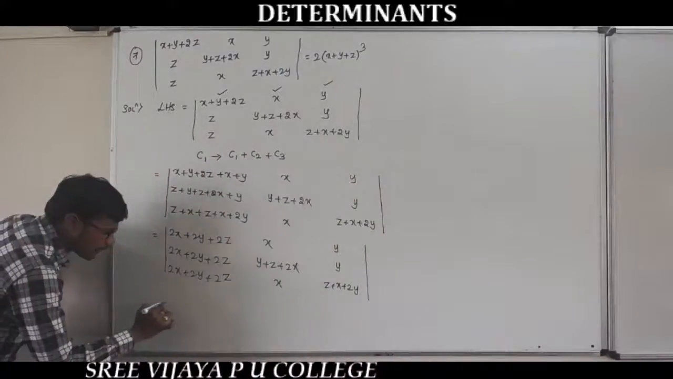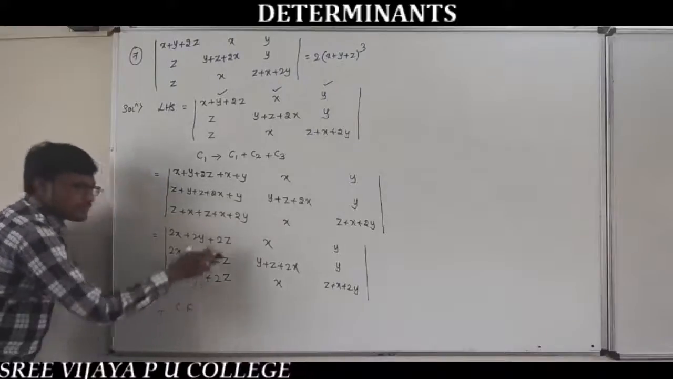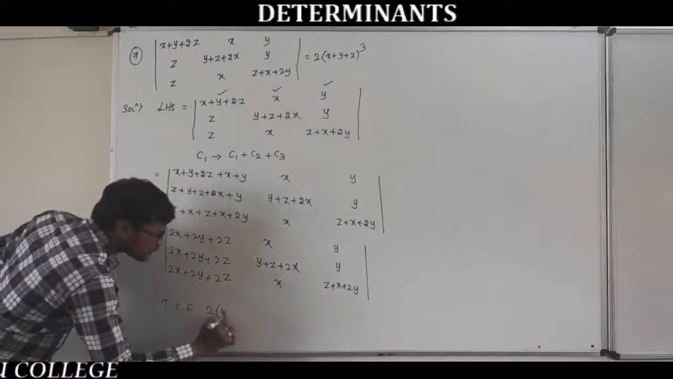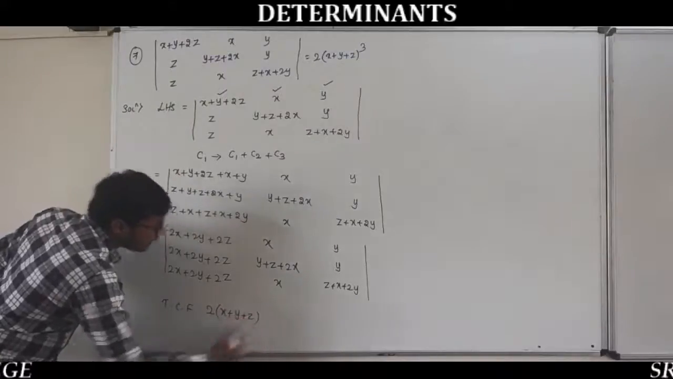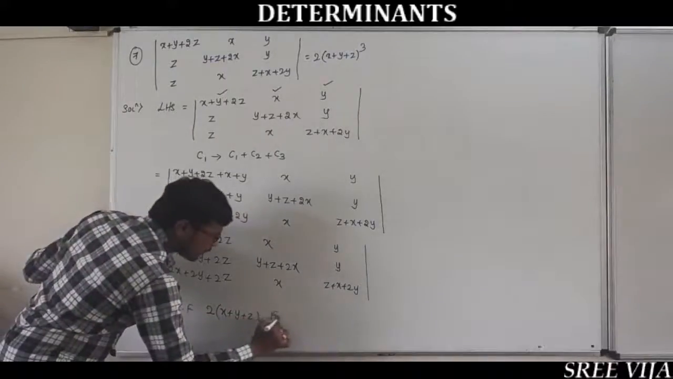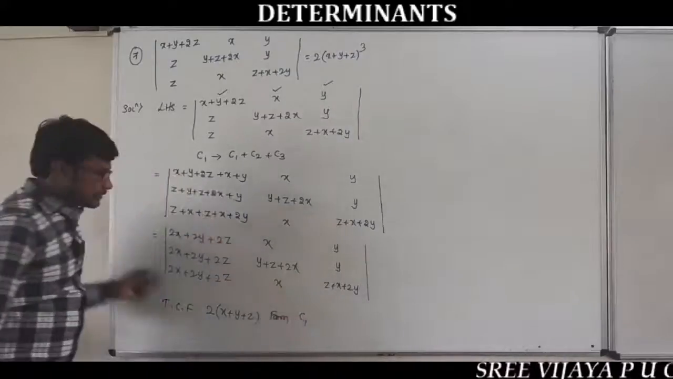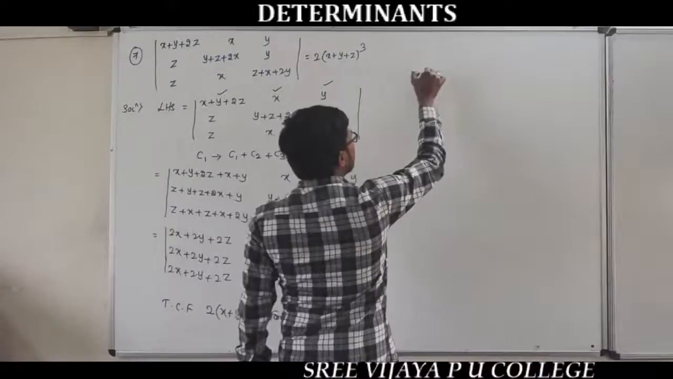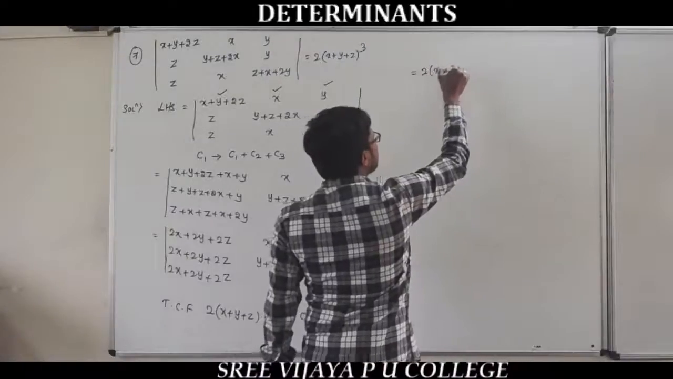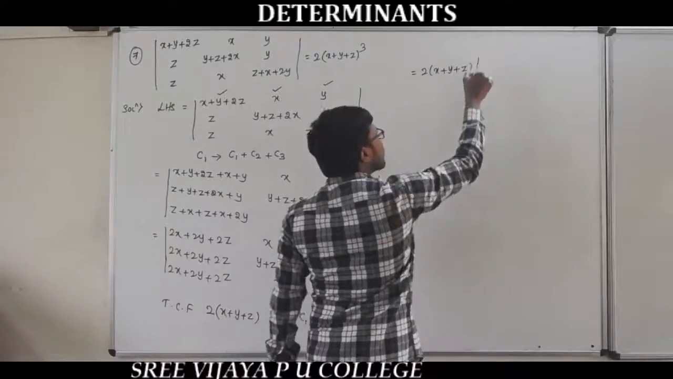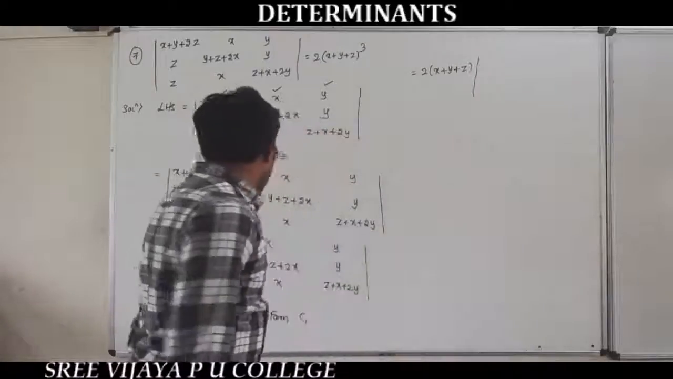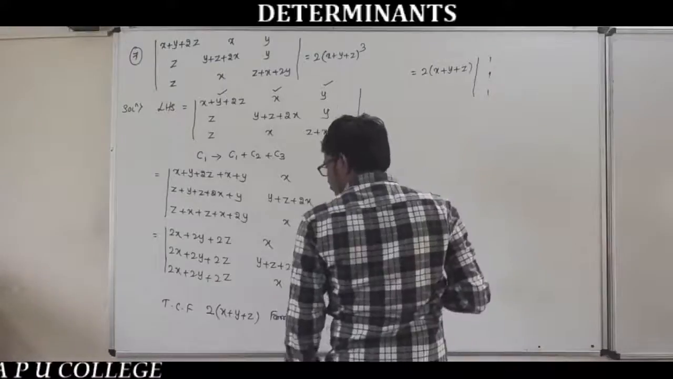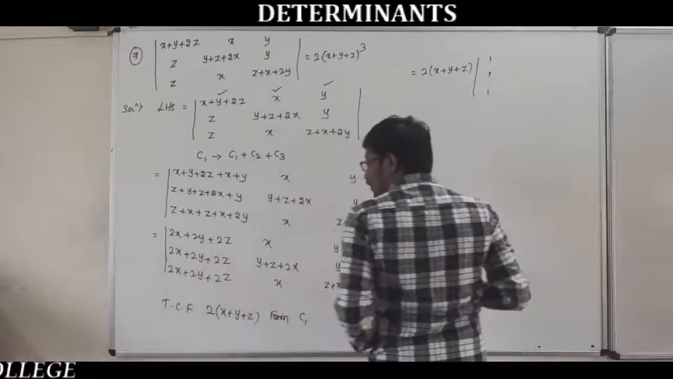So now in this step, taking common factor. In this entire term you can take 2 as a common factor. So 2 times of x plus y plus z, from which column? From column 1. So you took this as common from the entire column 1, so that comes outside. So 2 times of x plus y plus z will be the common. What is remaining in column 1? So 1, 1, 1 is column 1, because you took this as common from column 1.